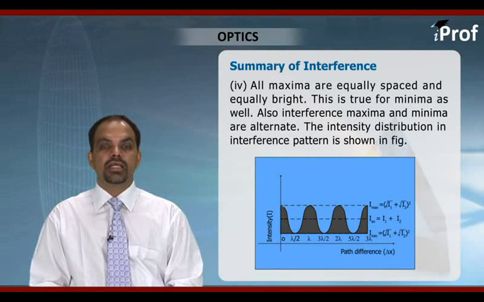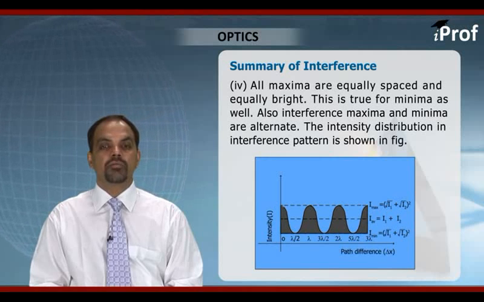The distribution is also shown, and here we see the maximum value is again under root I1 plus under root I2 whole square, and similarly I minimum is under root I1 minus under root I2 whole square, and the average value is I1 plus I2.